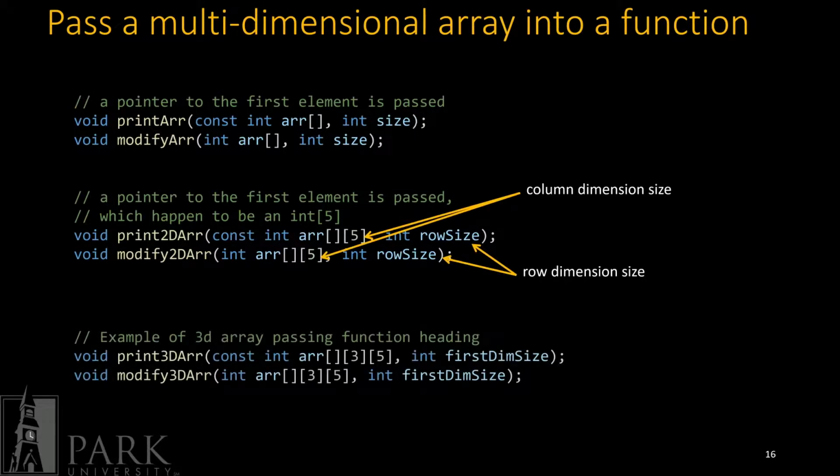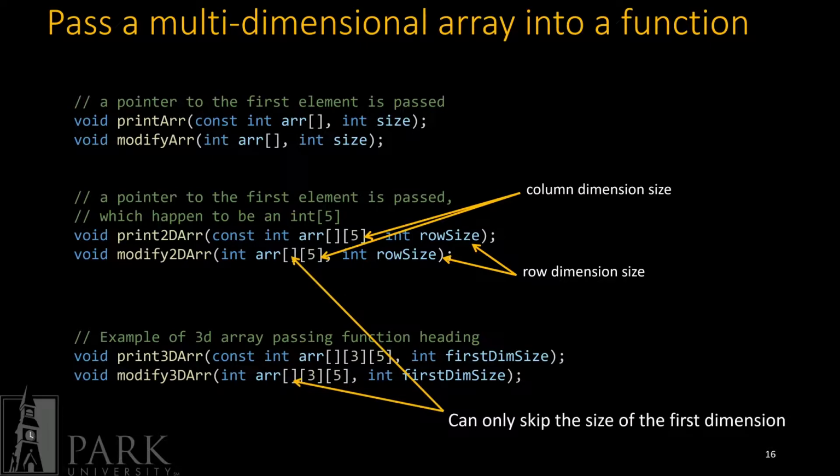Similarly, this is how we would pass in a 3D array to a function. You can see it follows the same format where we are passing in the first dimension size as an argument, and then we are giving the additional dimensions in the brackets.